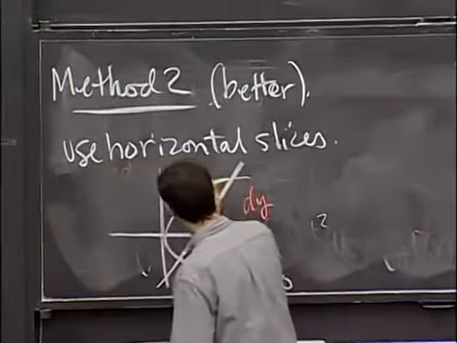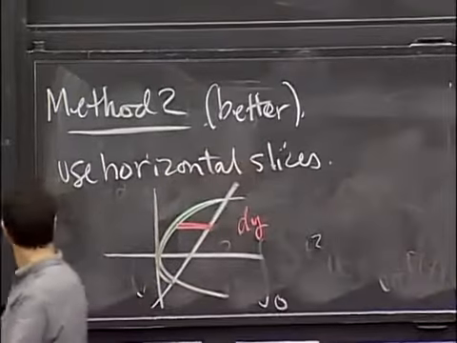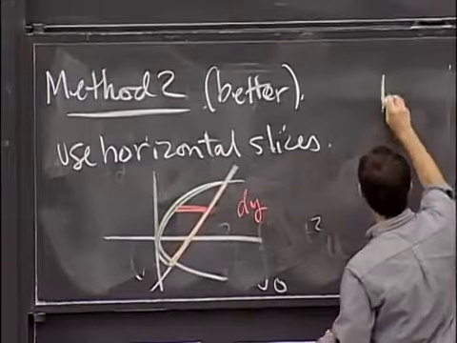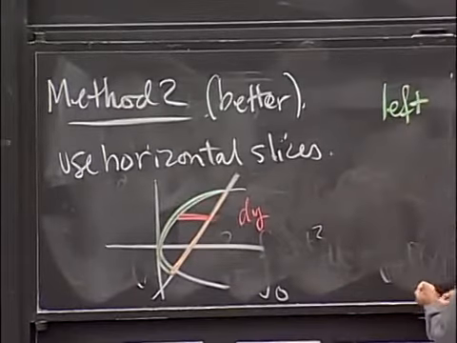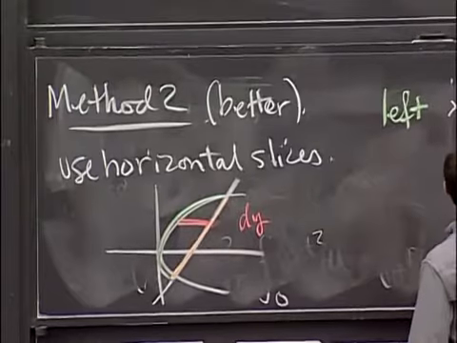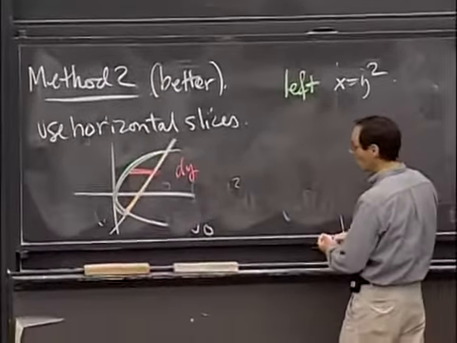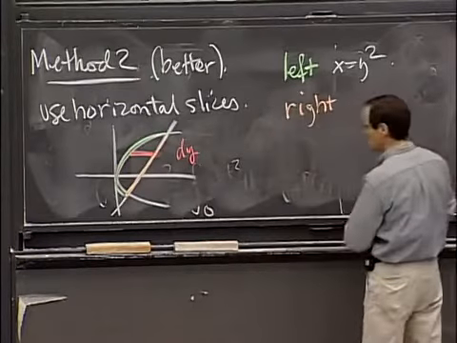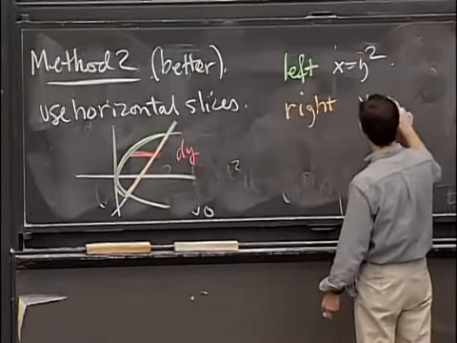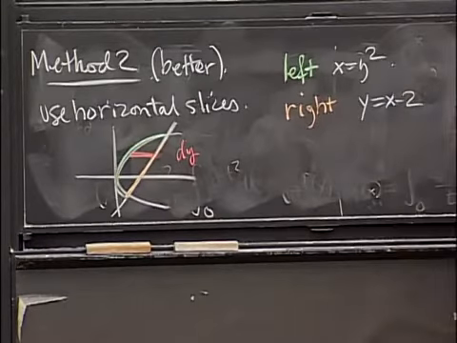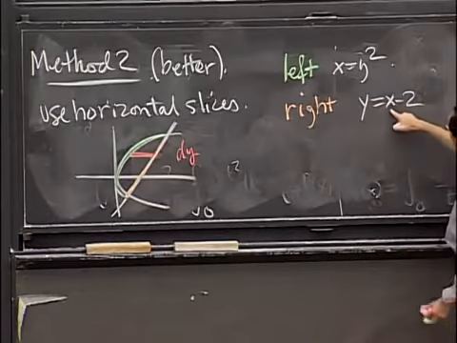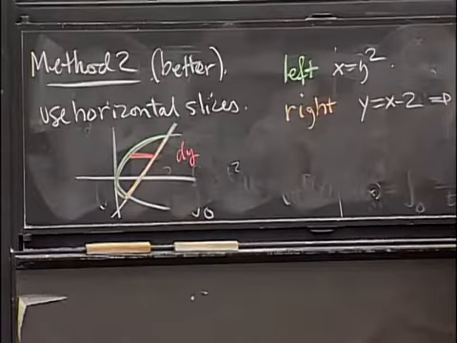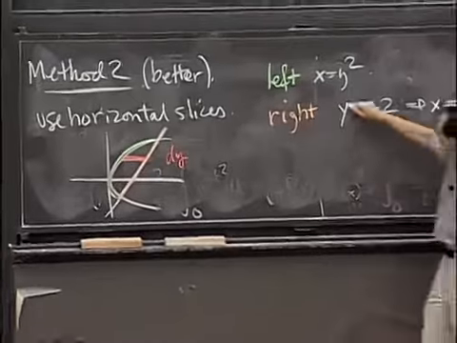So here's the left, and orange is the right, I guess. So we have the left, which is this green, x equals y squared. And the right, which is orange, is y equals x minus 2. And now, in order to use this, we want to reverse roles, so we want to write x as a function of y. So we'll use it in this form.